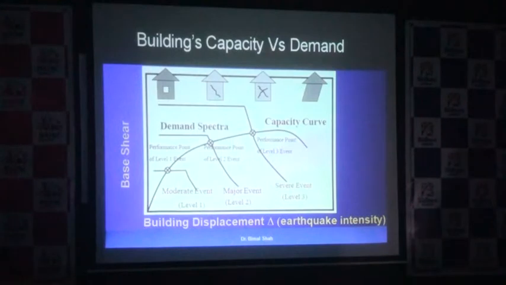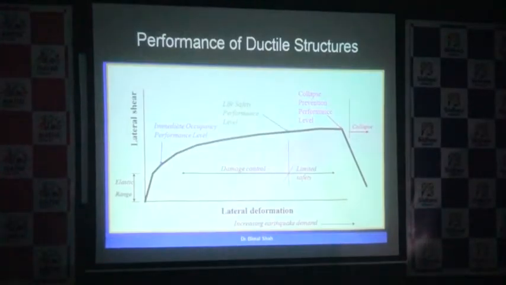If you have a very heavy earthquake, your demand will be somewhere here, and this is what you call the performance point. If you get a moderate earthquake, this is the type of damage you are expecting, and in case of a very moderate event, your structure will be almost unharmed. Now this is what you call the performance of a ductile structure.